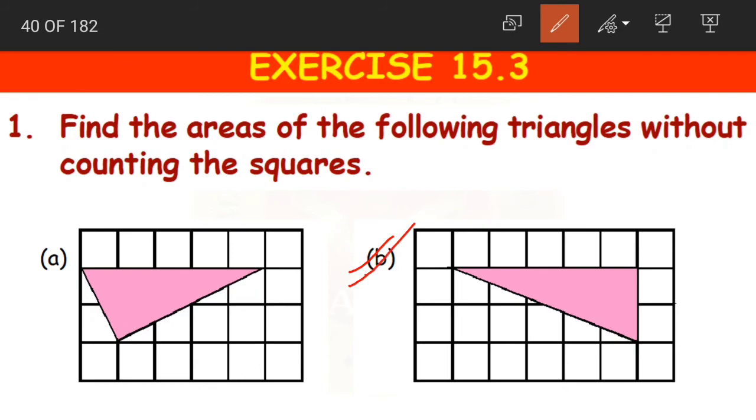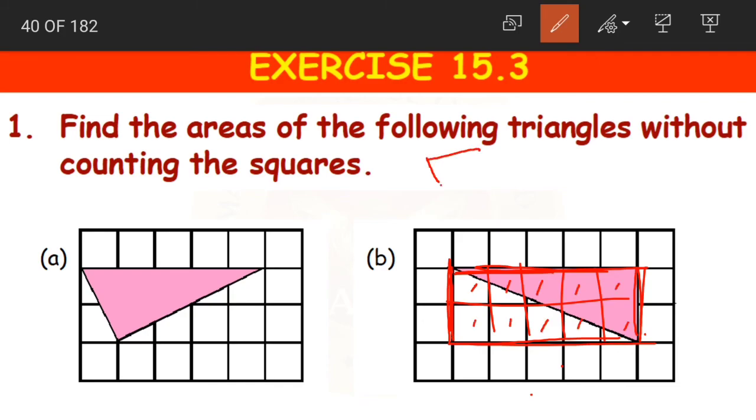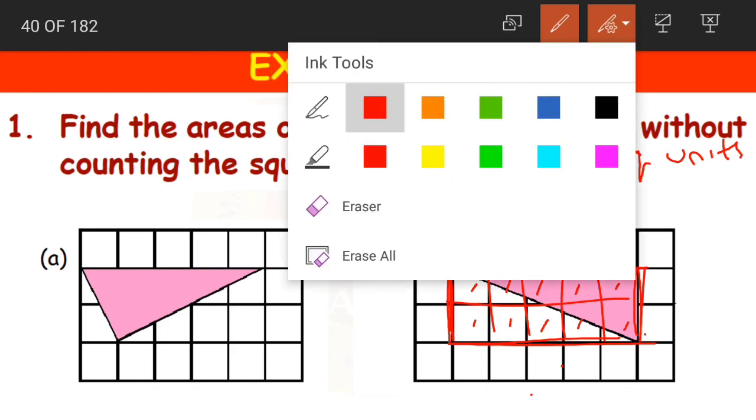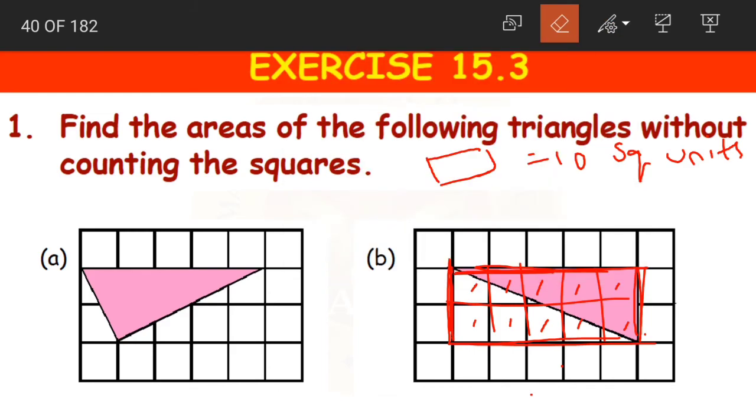Now coming to question B, here we have a triangle, children, which has an L-shaped corner here. So that is why it is easy for us to find the area of this triangle. What is the first step? We'll draw it as a rectangle now. What is the area of this rectangle? Let us count the number of squares. 1, 2, 3, 4, 5, 6, 7, 8, 9, 10. The area of the rectangle is equal to 10 square units.